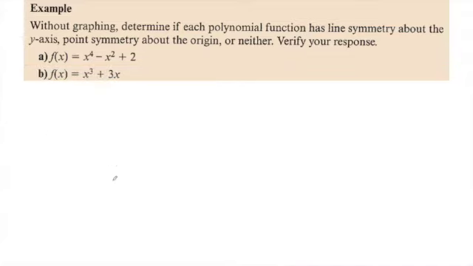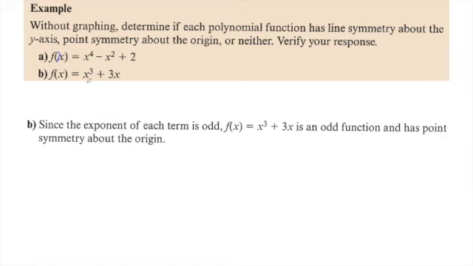So again, another one without graphing. We're going to determine if the polynomial function has line symmetry about the y-axis, point symmetry about the origin, or neither. So for B, we just did A. For B, because it is odd degree, the 3 makes it an odd function, we want to see if it has point symmetry about the origin. Our rule for point symmetry about the origin was: is f at negative x equal to the negative f at x? So this is your odd degree rule here.